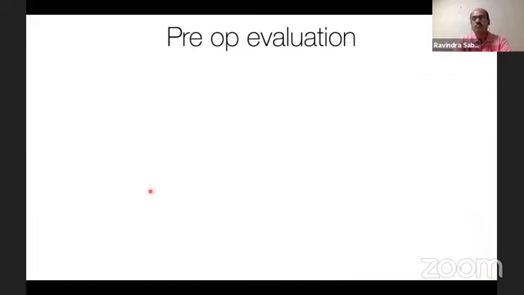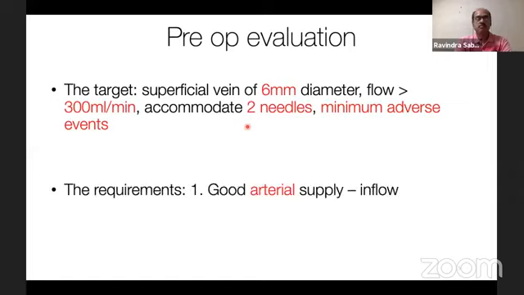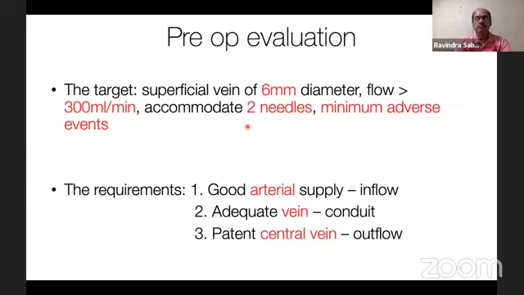So how do you evaluate a patient before AV fistula construction? The ultimate target when we construct an AV fistula is to achieve a superficial vein of 6 millimeters in diameter, flow of more than 300 ml per minute, which can accommodate 2 needles, and there should be a minimum of adverse events in the lifespan of that AV fistula. The requirements of a good AV fistula are good arterial supply, adequate vein, and patent central vein, that is outflow. These three components of AV fistula are extremely important for success of AV fistula.